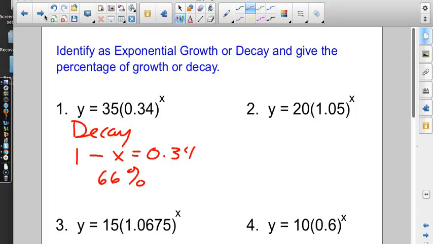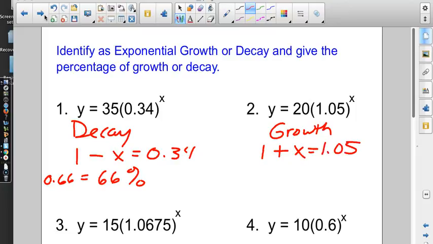Now you absolutely could set this up, subtract 1, divide by negative 1, you're still going to get 66%. But it's going to look like this, 0.66. And we want that as a percentage. So it's 66%. This one over here, number 2, growth or decay? Growth. Now it's growth because it's 1 plus something. So you could certainly set it up with algebra if you need to, but most people are going to look at that and be able to tell me the percentage growth right away. How much did they give us? 5%.